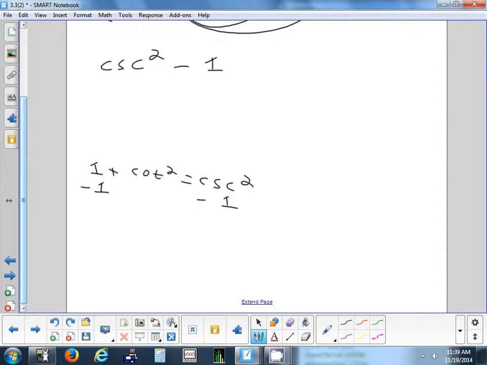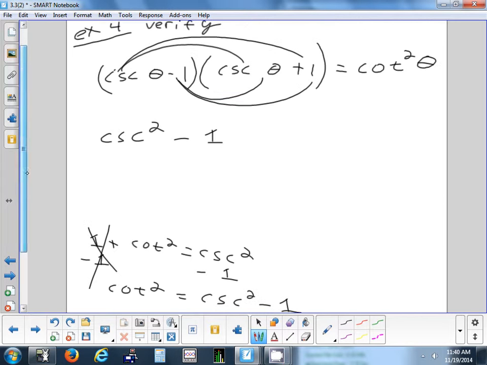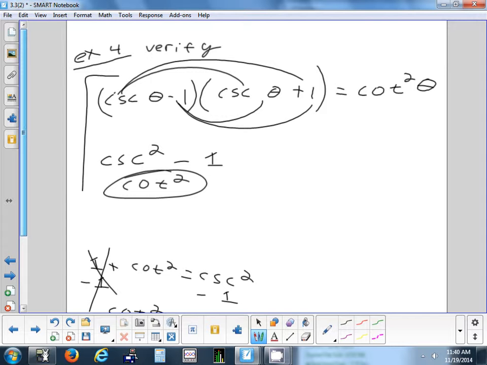I'm taking our basic identity, and I'm going to move the 1 to the other side. And I get this. Cotangent squared is the same as cosecant squared minus 1. It's exactly what we have right here. Cosecant squared minus 1 is exactly the same as cotangent squared, using a Pythagorean identity. And that's it. That's the whole problem right there.